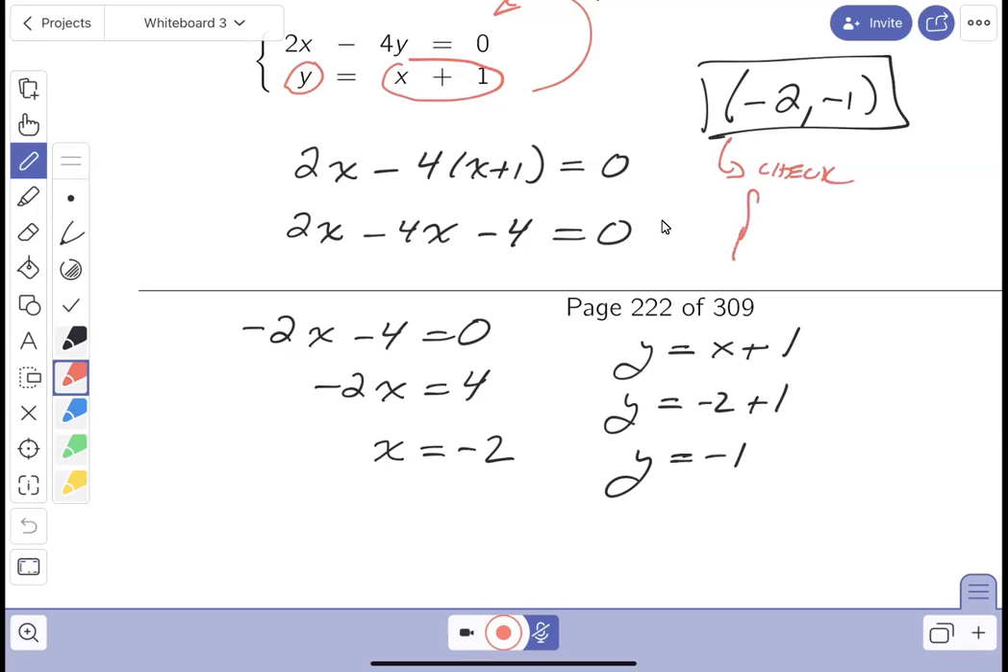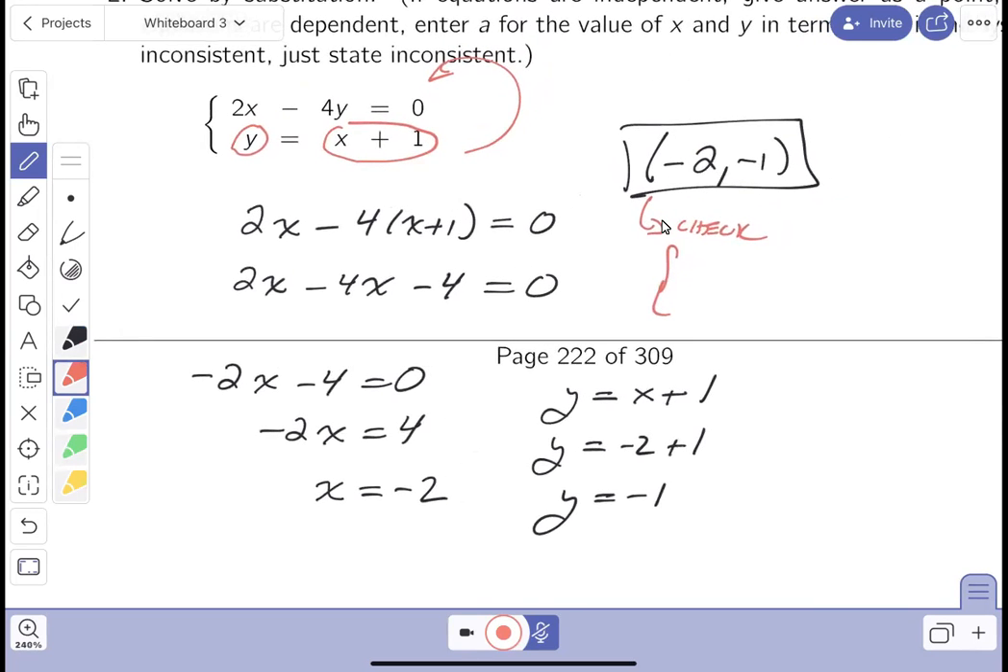And you check it in the original system. So what do I have? Well, 2 times x, that's my first equation. That would be minus 4, right? Now, if y is minus 1, I get plus 4. And that certainly does equal 0. Worked out beautifully. Let's look at the second equation. What does it say y is? Well, I believe it's minus 1, and I believe x is minus 2. Is this satisfied? Of course it is. This is the correct answer.